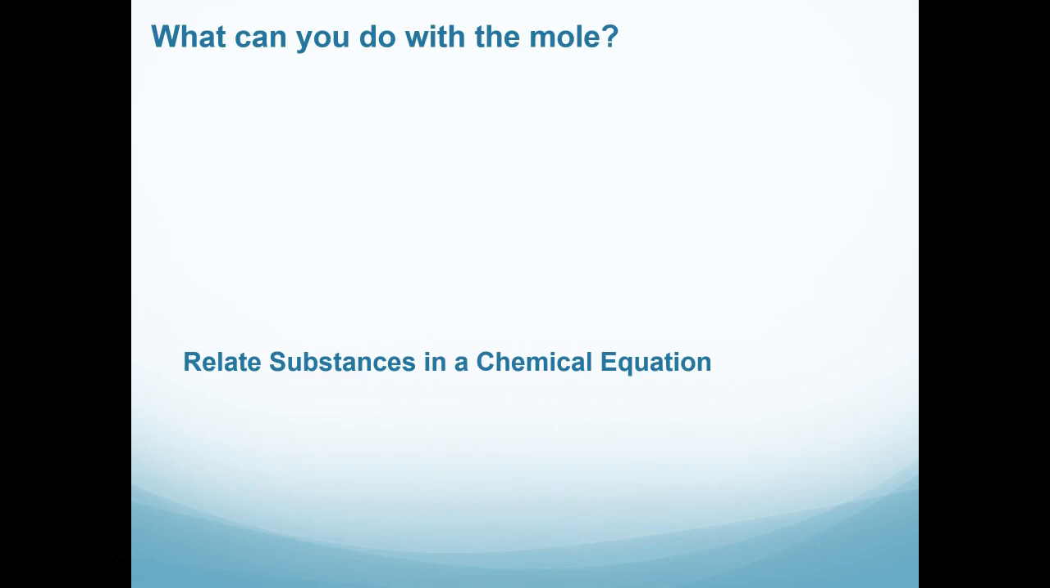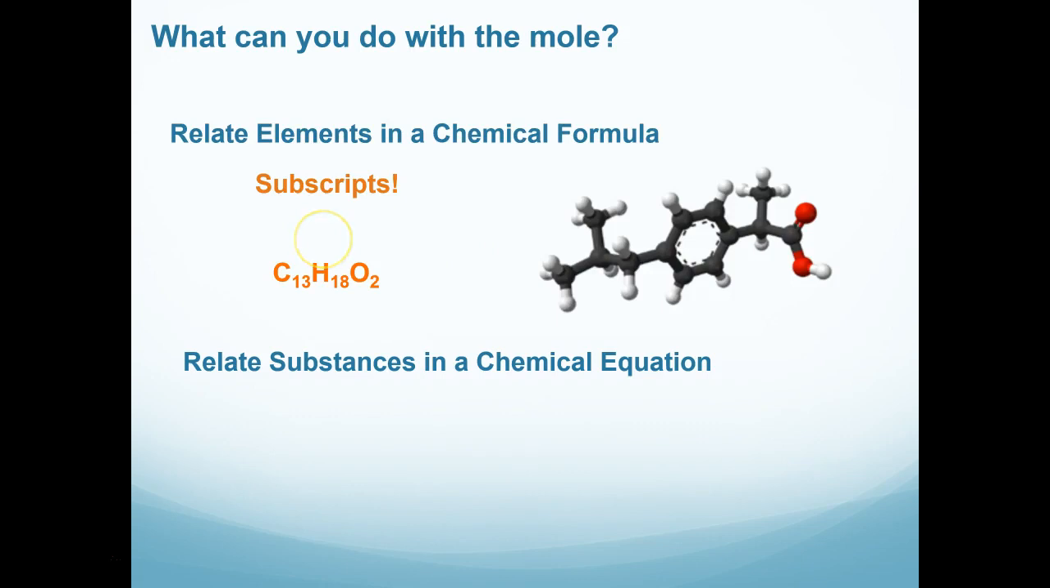So now we want to figure out what we can do with the mole, and I want you to continue to keep in the back of your mind that we're trying to answer those 2 questions. How much do I mix in the lab of reactants? How much product do I expect to make? So the first thing we can do with the mole is we can relate elements in a chemical formula. So this is the chemical formula of ibuprofen, and you have the structure here where the black or gray represents carbon, the white represents hydrogens, and the red represents oxygen.